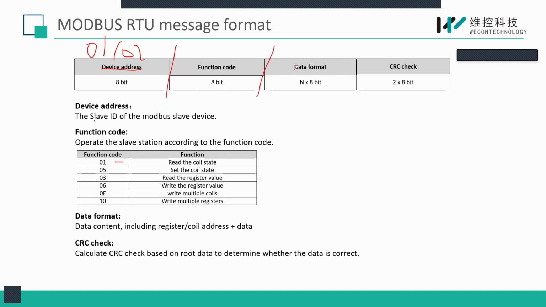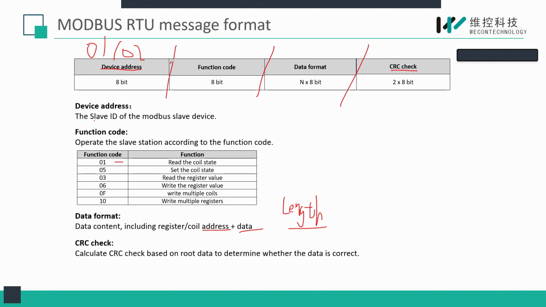And the third part is the data format. In data format, we usually have the address and the last, and our data, which means which address we need to read or which address we need to write to the device. And the final part is the CRC check.